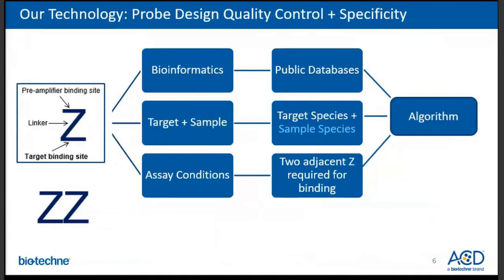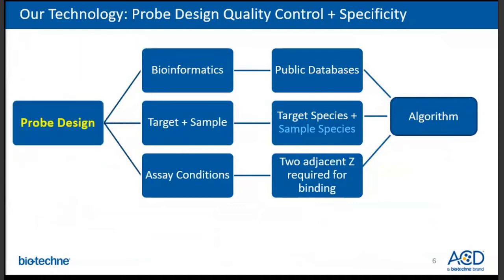And then what we take into account is what's happening with the actual target binding sequence, to make sure that the binding sequence takes into account bioinformatics, also your target and your sample, and also assay conditions. We use these parameters looking at public databases, target species and sample species as mentioned, but we also have where two adjacent Z's are required for binding, or for the amplifier to bind, and then we run it through our algorithm to provide you with a unique target probe.